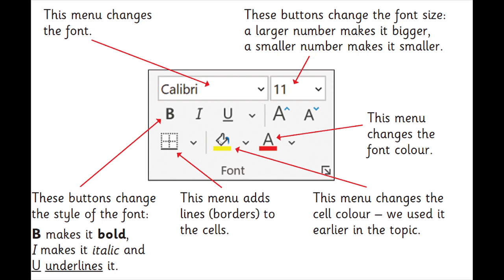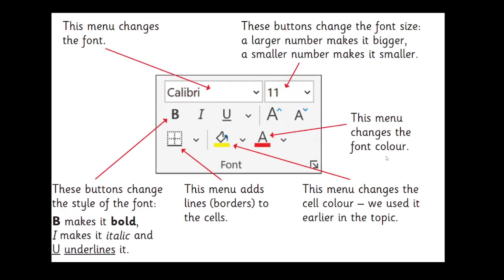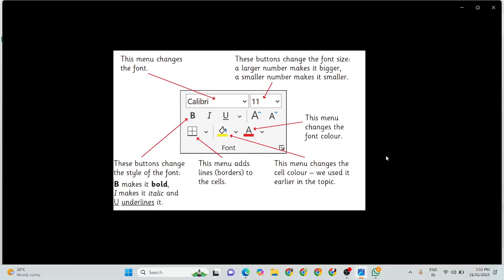The next one is a fill color option. This menu changes the cell color. It is actually to change the box or the cell color where you are inserting the text. Capital A with a red underline. This menu changes the font color, whatever you write inside, it changes the color of that text. Now let's quickly move towards Microsoft Excel in order to show you all of this.